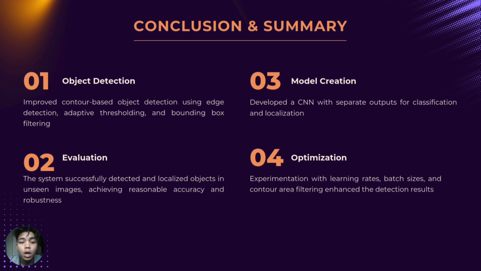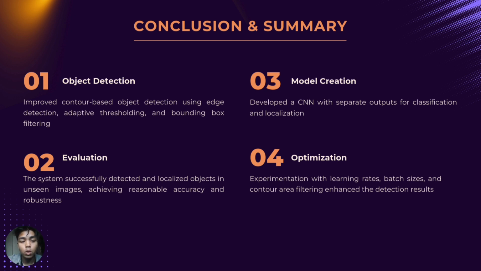First, to wrap up, our project successfully combined traditional image processing techniques with deep learning to create an efficient object detection system. Let's summarize this in 4 key aspects. The first one is object detection. We improved contour-based object detection using edge detection, adaptive thresholding, and bounding box filtering. We leveraged these 3 traditional methods to enhance object detection. This technique works comprehensively to extract relevant image features, isolate objects of interest, and minimize noise. The result was a reliable detection system that efficiently identified and segmented objects across various scenarios.